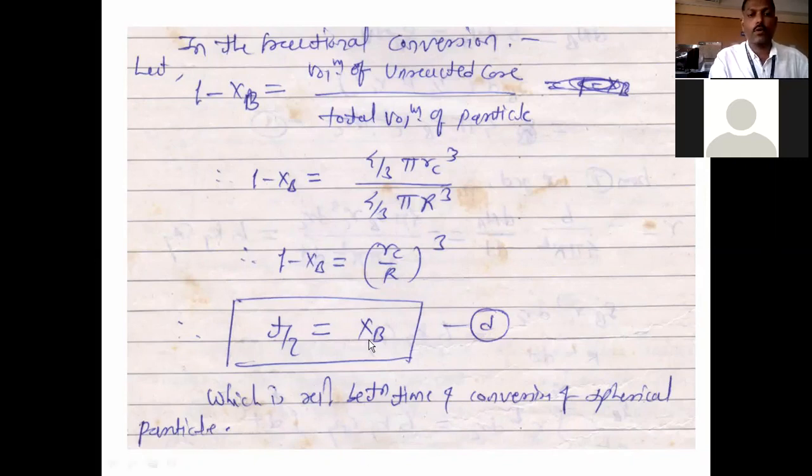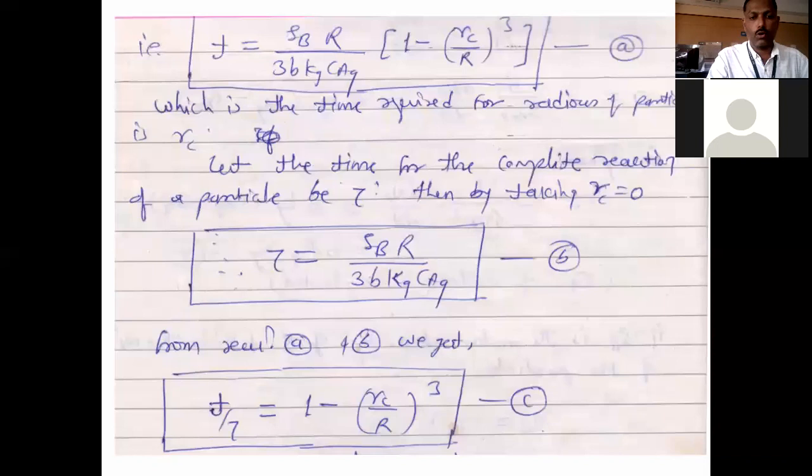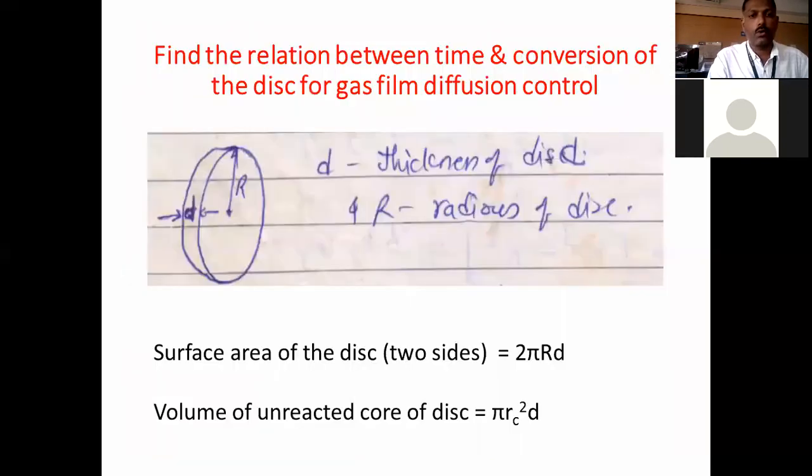In the fluid-particle reaction, this gas film control is the first step. This derivation you have seen, the relation T upon tau equal to xb. So remember this relation, also the equations of tau and T, and the relation T upon tau. These equations are very important.